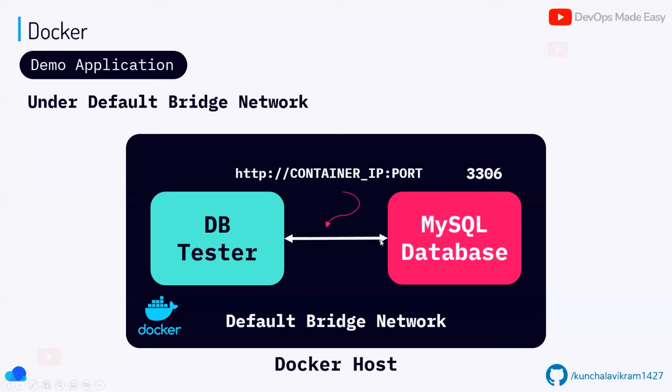Okay. So let's say I have two different microservices running inside a Docker host. One is, you can say, the database, and there is this database running and I want to test the connectivity to it by creating another container like DB tester. So how do you connect to this database? We know that using the default bridge network, we should only use the DB container's IP address, right? DB tester has to use this MySQL database container's IP address and port number to connect.